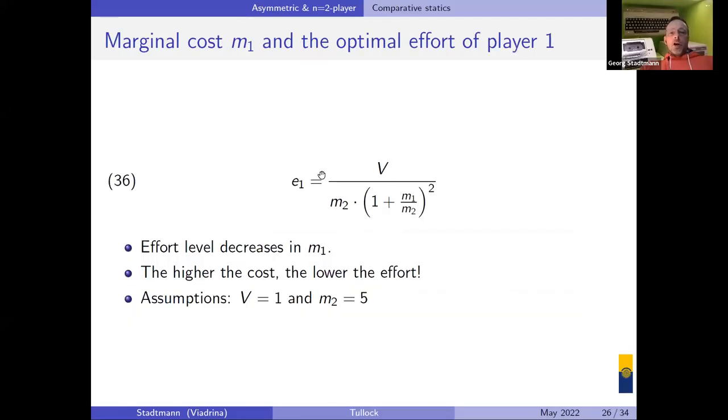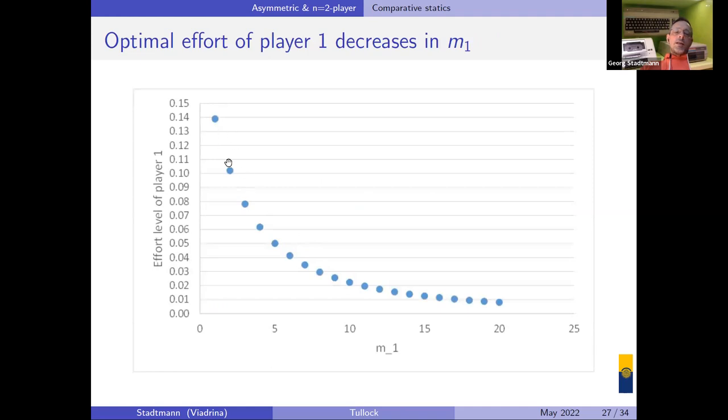A few seconds ago, we derived equation number 36. The optimal effort level of player one depends on the prize money, on the marginal cost of player two, on the marginal cost of player one. Let's use a numerical example in order to illustrate this result. We assume that the prize money is equal to 1 and the marginal cost of player 2 is equal to 5. And we can create this kind of graph here, and it indicates that the effort level of player 1 decreases when his marginal cost increases. How is this graph created?